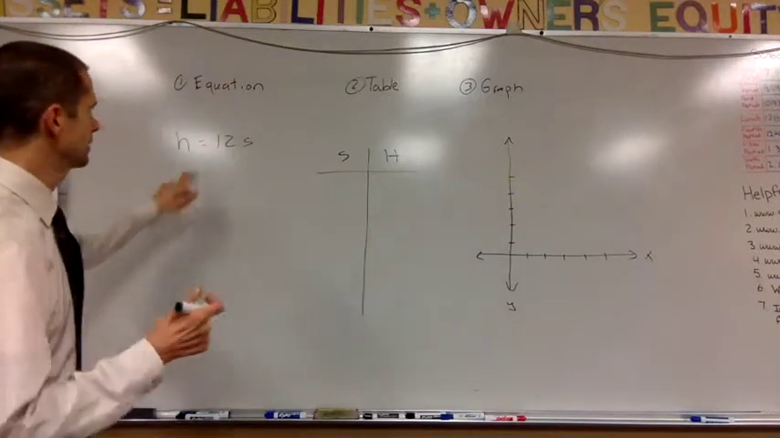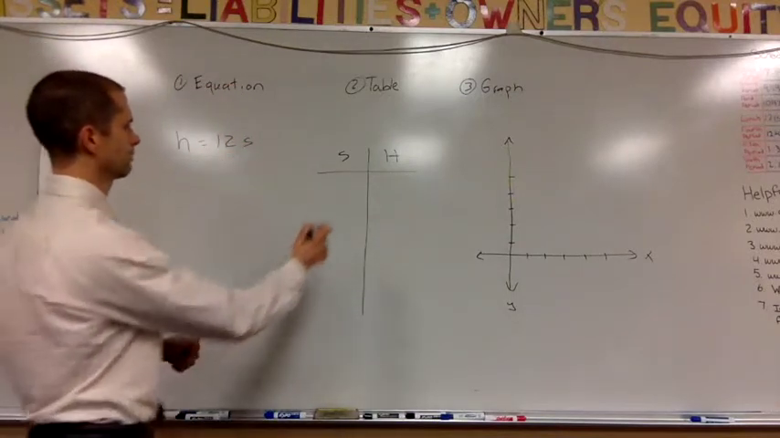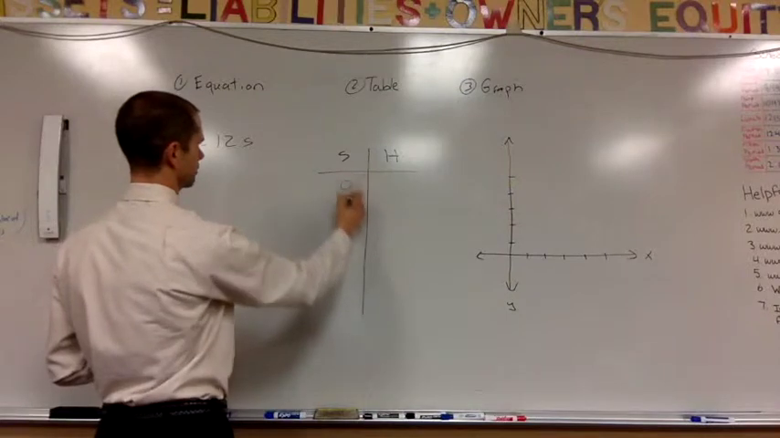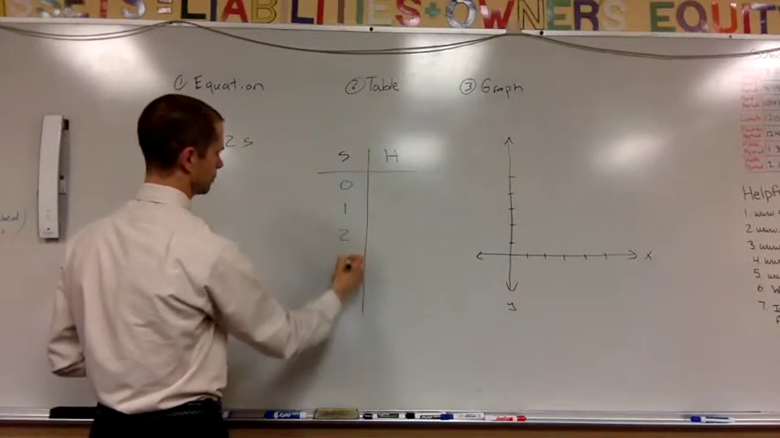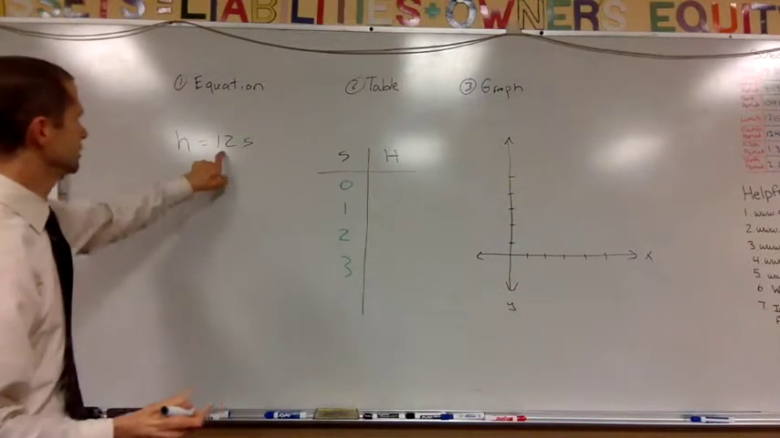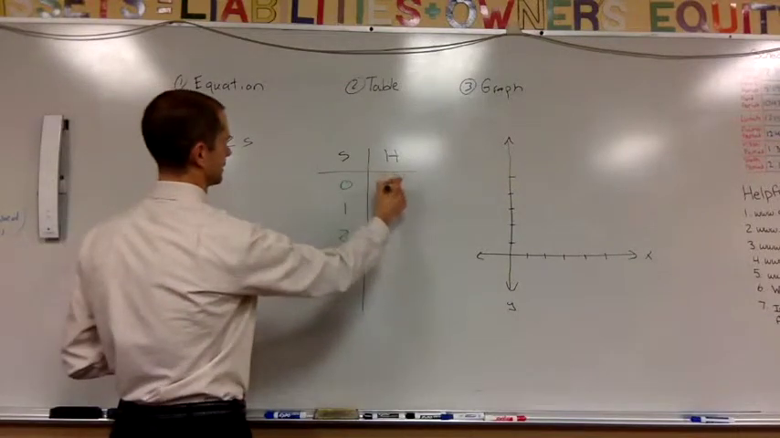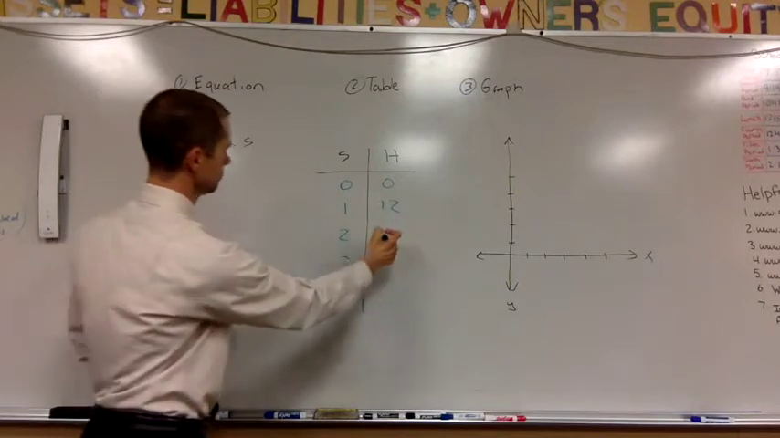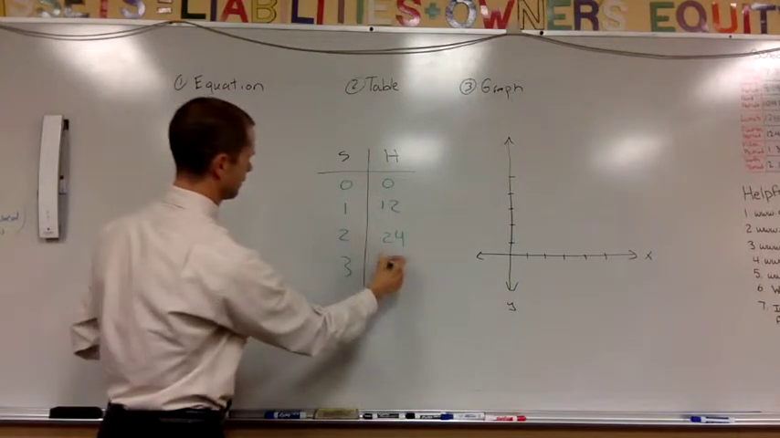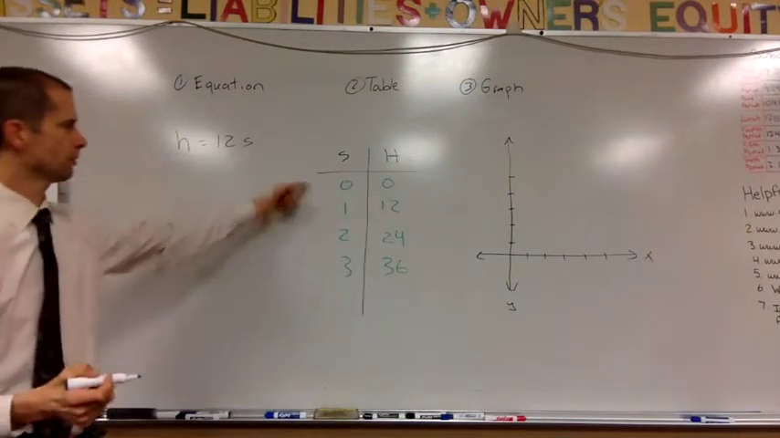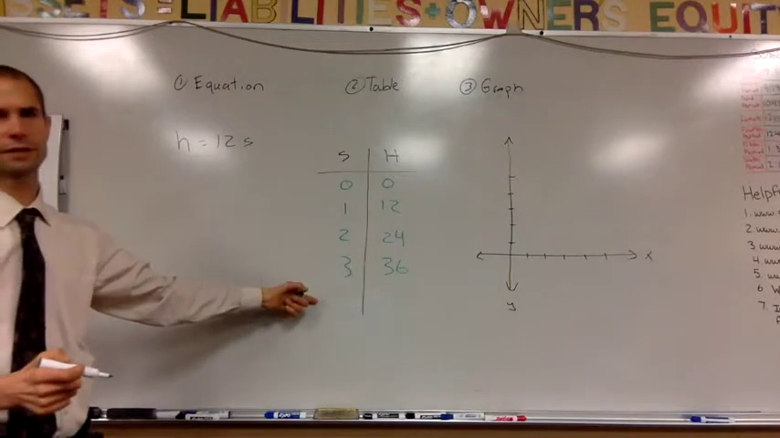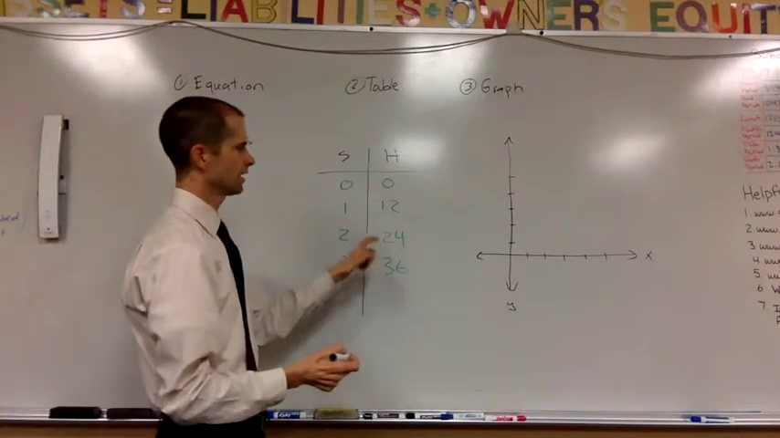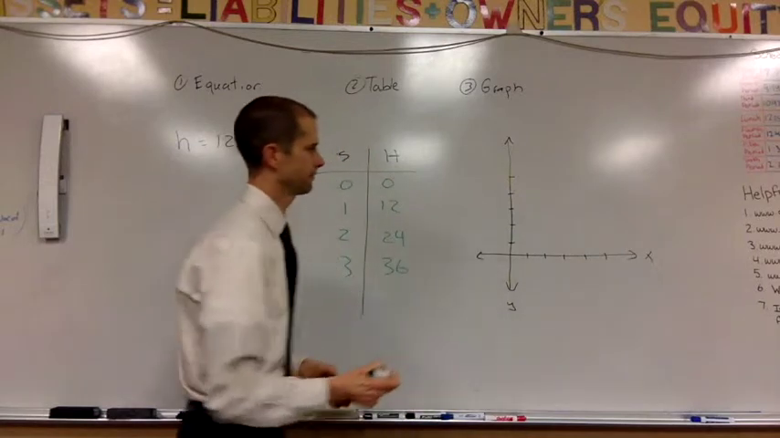So our first step is let's just plug in some values here, and we're just going to keep it simple. We're going to plug in 0, 1, 2, and 3. 0 times 12, our height is 0. 1 times 12, our height is 12. 2, 24, and then 36. So very simple. Our table shows us a set of the possible solutions. Our next step is to create a graph.